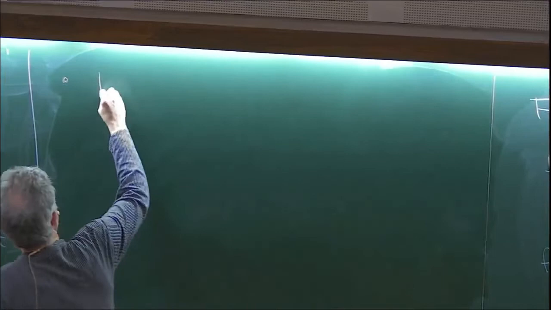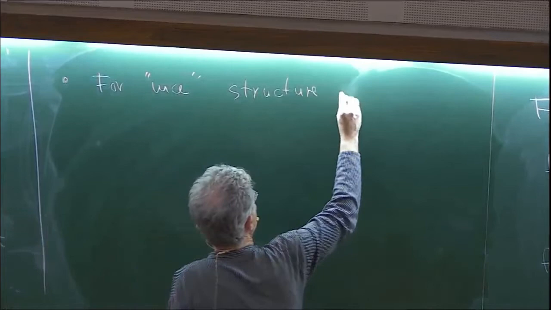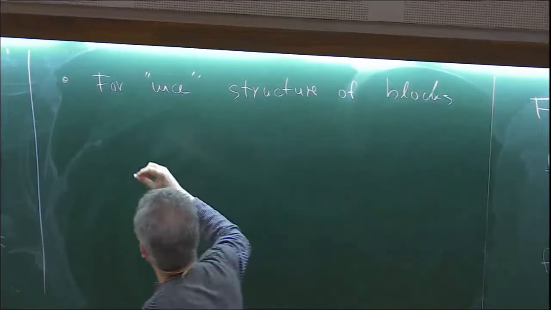So let me call this nice. Nice structures. I will give you an example of a non-nice structure in a moment. Structure of blocks, with overlaps, of course.